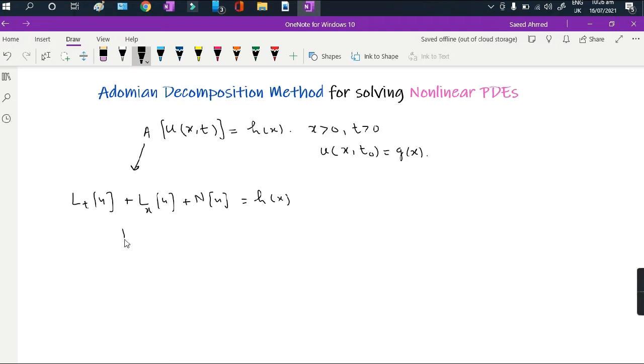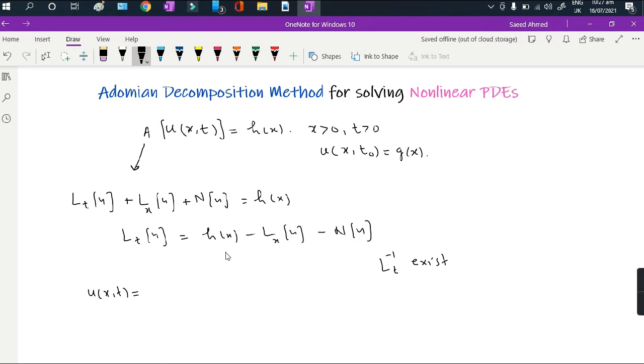Now we will separate the first term, L_t of u, and leave it on the left hand side and put everything else on the right hand side: h of x minus L_x of u, and then minus N of u. We'll choose the L_t operator in the sense that its inverse exists, L_t inverse exists, and we apply this inverse operator on both sides, which when applied on the left hand side will cancel the L_t, and we will be left with u of x, t on the left hand side.